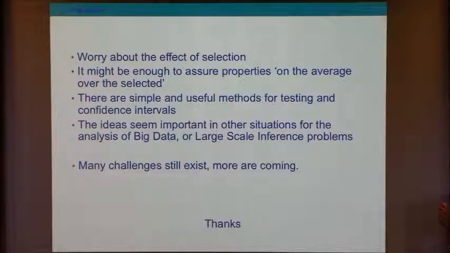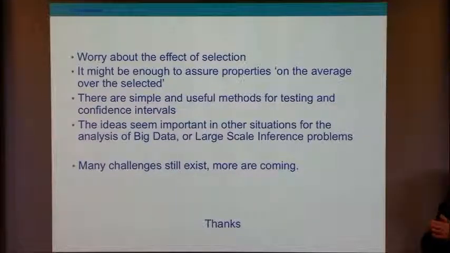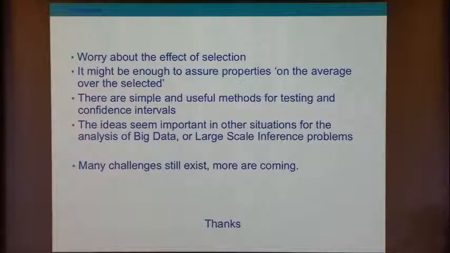It might be enough to show properties on the average of the selected, which is what the FDR approach is doing. And there are simple and useful methods for testing confidence intervals. The ideas seem to be important in other situations for analysis of big data and large inference problems, like model selection and open data access. There are many challenges that still exist in the area, and I'm sure that more challenges will come as the scientific or practical questions come to mind. Thank you.